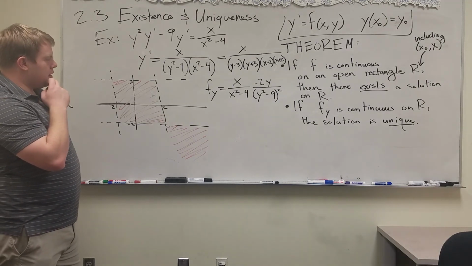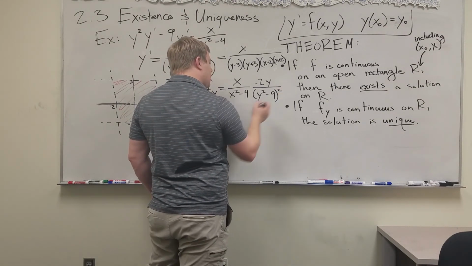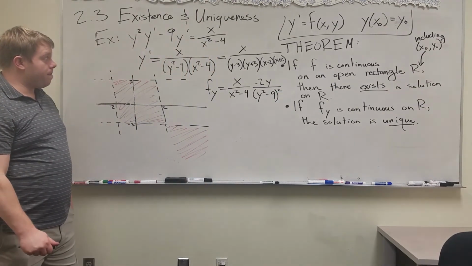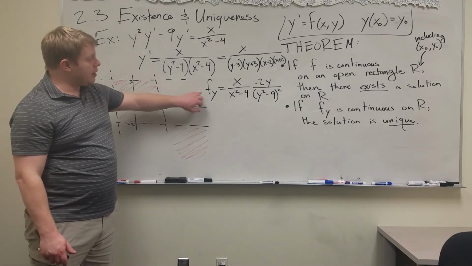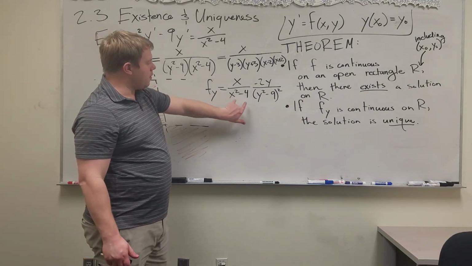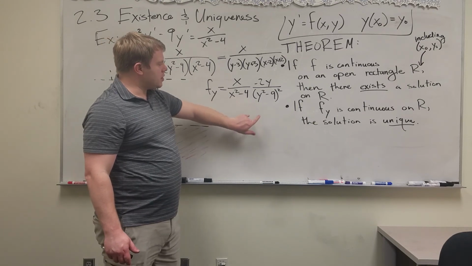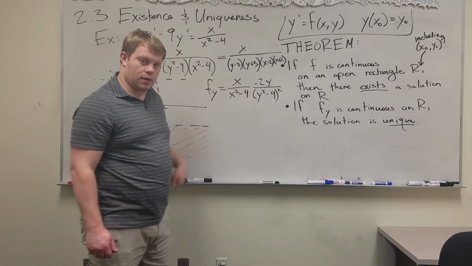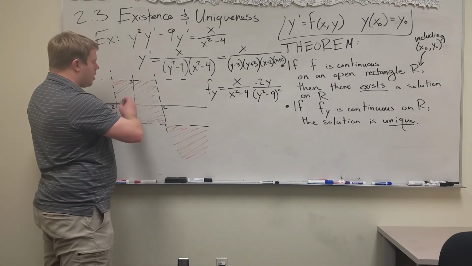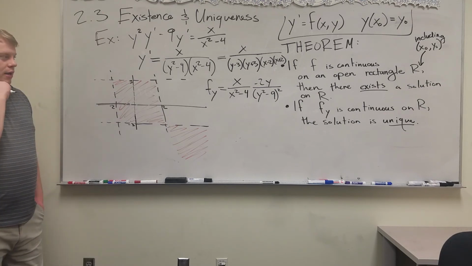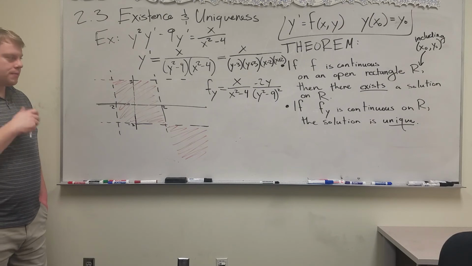Now let's see. Even though I have a y squared minus 9 squared now, the discontinuities for f sub y are at the same places that we had before. X squared minus 4 still is 0 when x equals plus or minus 2. Y squared minus 9 is 0 when y equals plus or minus 3. So for these same 9 open rectangles, when we get existence of a solution, we'll also have uniqueness.